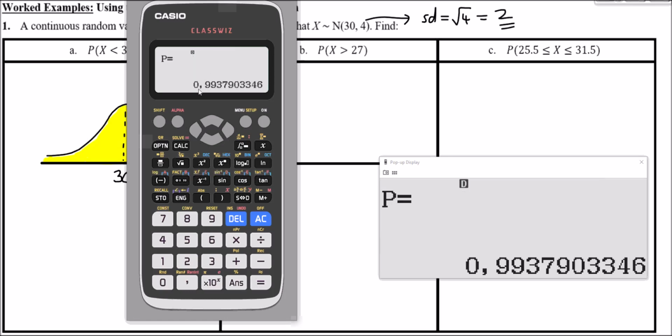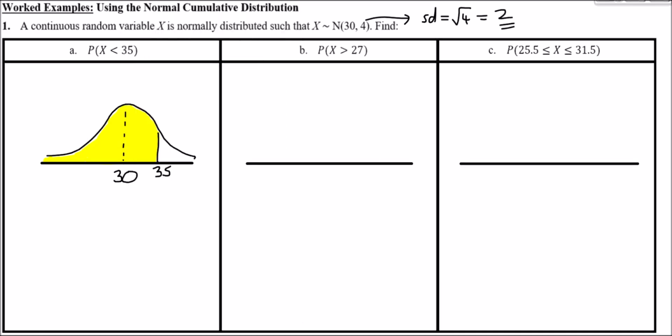We get 0.994 to 3 significant figures. So that's a huge probability.